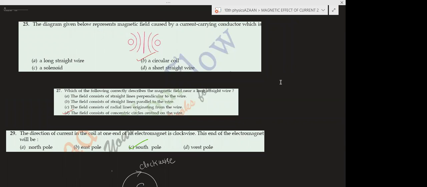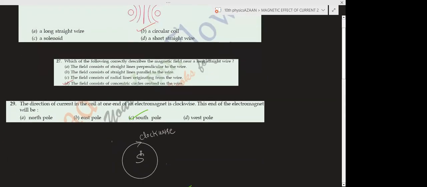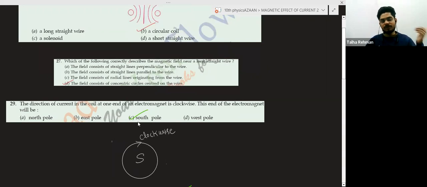Okay. So clockwise current, south pole, anti-clockwise current, north pole.